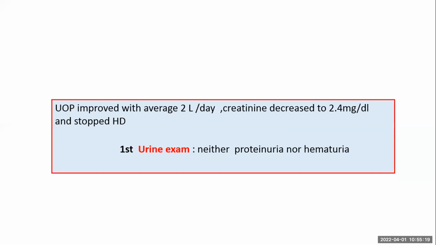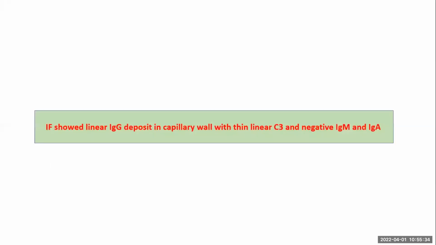After starting the immunosuppression, urine output improved to an average of 2 liters, the creatinine decreased to 2.4 milligram per deciliter, and the patient stopped hemodialysis. We did a urine exam, which shows neither proteinuria nor hematuria. It is the first urine sample.